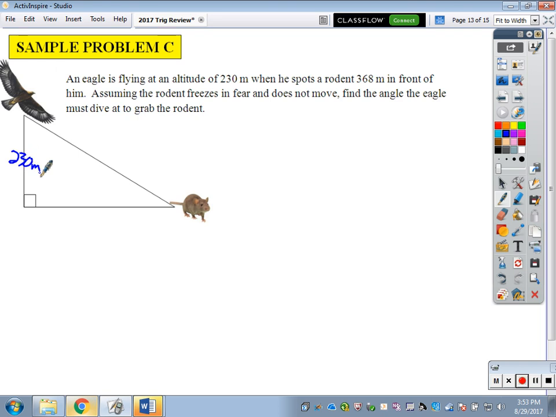What might be a little confusing is where the 368 goes. Correct, it's on the base. Okay, so it's 368 meters along the base of that triangle. Because as our eagle is soaring, it's flying along the horizontal in front of, it is along the horizontal. Okay? Then, okay, assuming our rodent freezes, and our eagle is going to dive, and we're going to find the angle the eagle must dive to grab the rodent. So the question is, where's the angle we're even trying to find? Is it in the upper corner of our right triangle? Yes. Is it in the lower corner of that right triangle? It's in neither of those spots.